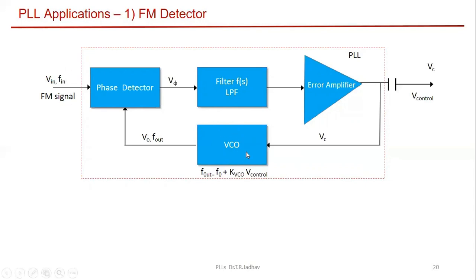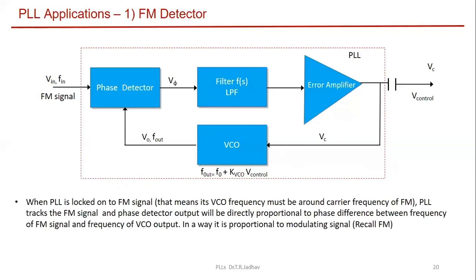I repeat, VCO free running frequency must be same as carrier frequency of FM signal. Because in FM, we change the frequency of carrier according to the modulating signal. So it will be shifted around FC, that is carrier frequency. So here care must be taken that VCO free running frequency must be set equal to carrier frequency of FM. Let us go through this quickly.